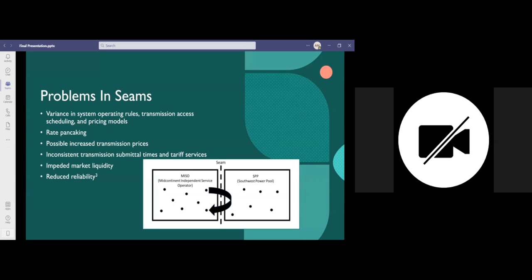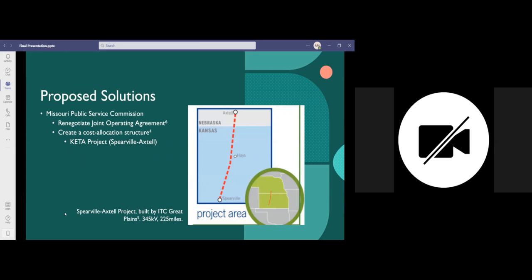And then, of course, with all of these combined, you're dealing with reliability issues in the sense that, for example, MISO could be down today, or SPP could have issues tomorrow, so you're never really sure what's going to happen when you're in the seam. And I'm going to pass it along to Catherine to talk about the solutions.